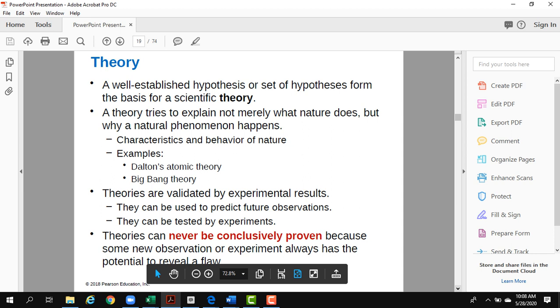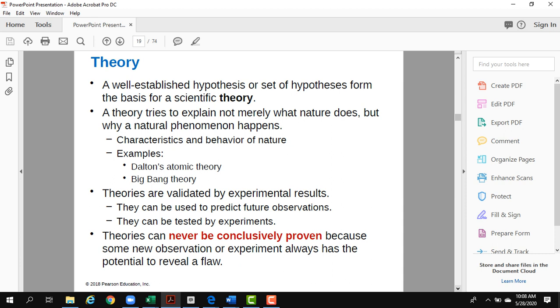A theory is like Dalton's atomic theory, Big Bang theory. It is a well-established hypothesis. It's not 100% accurate, but it's very accurate. So it's validated with a lot of laws, a lot of experimentation. So a theory is a little more advanced than a law.